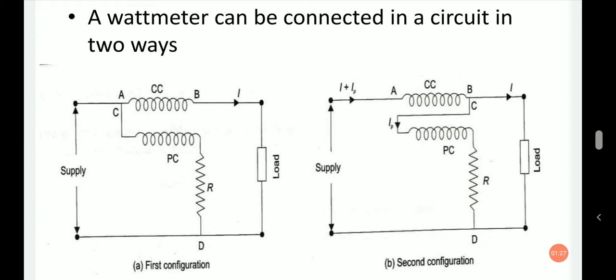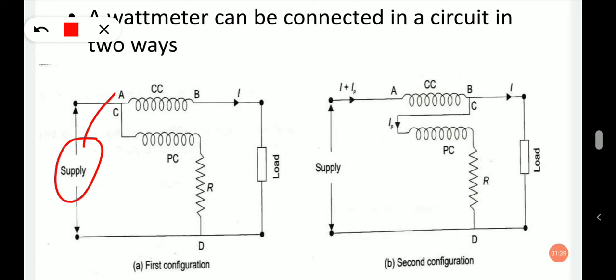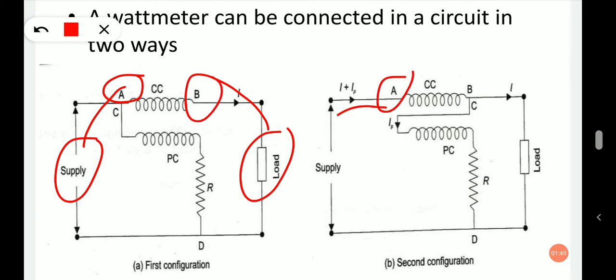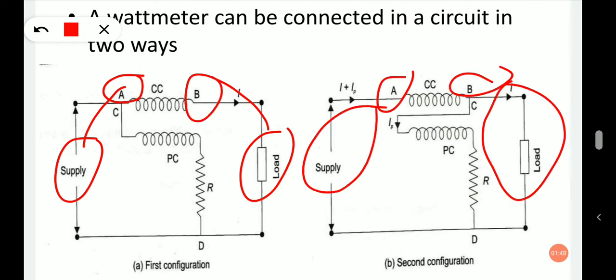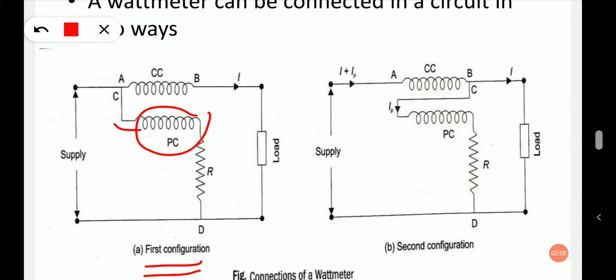The supply voltage is applied across terminal A, while a load is connected across terminal B. So the supply is connected at the A side and the load is connected at the B side, the same for both diagrams or both configurations. So in the first configuration, the figure shows that the pressure coil is connected on the supply side.